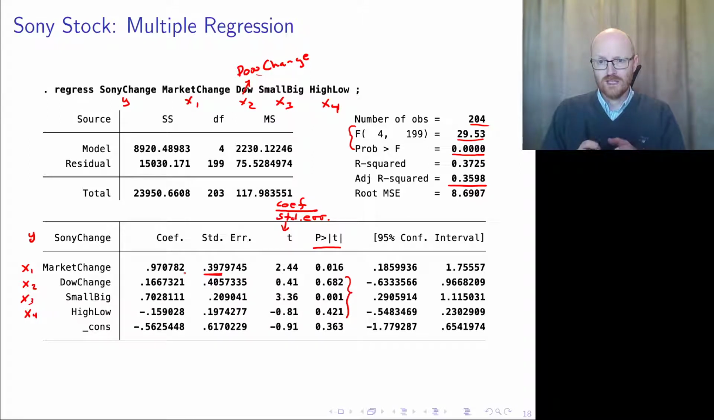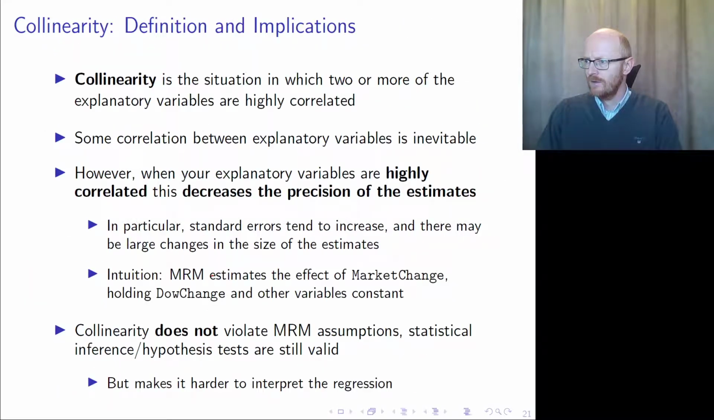So the regression model was not able to decipher which signal comes from market change and which signal comes from Dow change, because they are so highly correlated, which resulted in a higher standard error for market change compared to the ordinary CAPM model, the simple regression model.